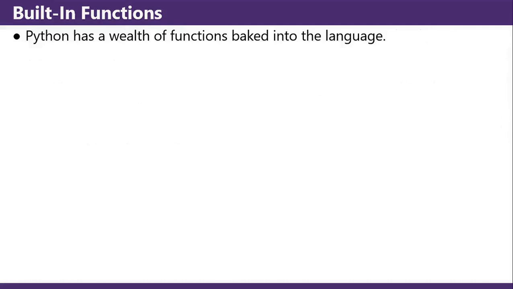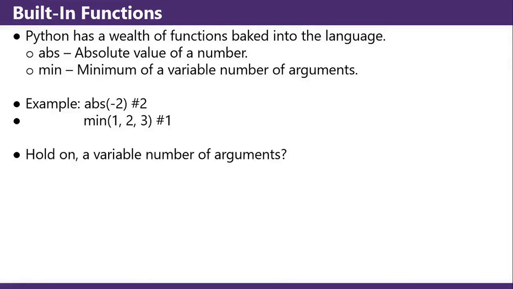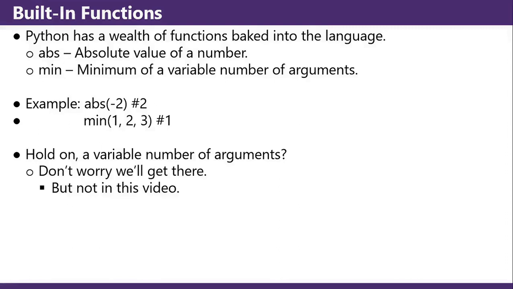Built-in functions. Python has a wealth of functions baked into the language. abs, absolute value of a number. min, minimum of a variable number of arguments. Example, abs of -2 is 2. min of 1, 2, and 3 is 1. Hold on, a variable number of arguments? Don't worry, we'll get there. But not in this video.